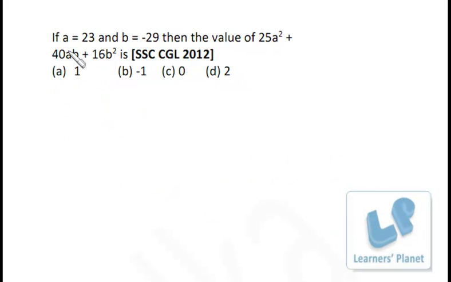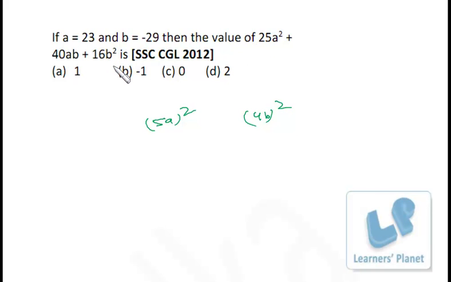If a is this, b is this, find the value of this. Whenever you are given this sort of expression, just try to recall the algebraic formula behind it. Here it is 5a whole square and this is 4b whole square. So it seems that it is an (a plus b) whole square format.